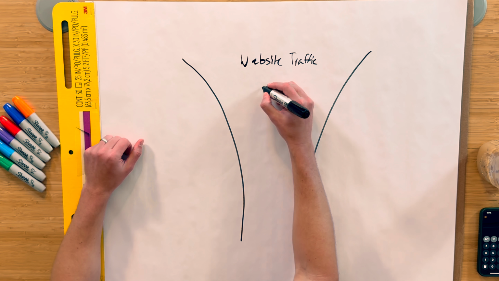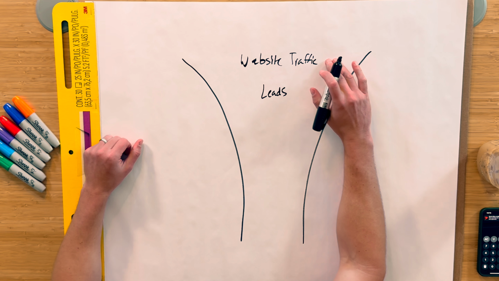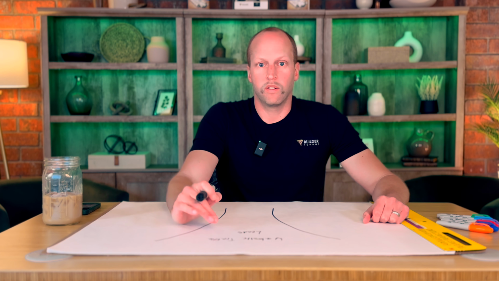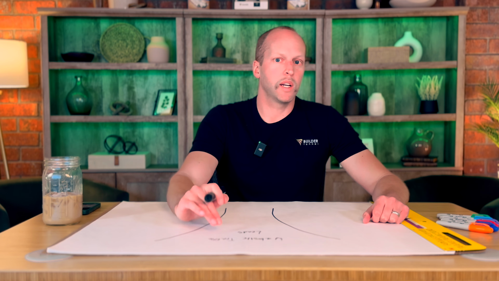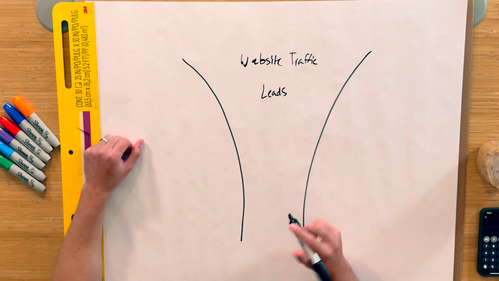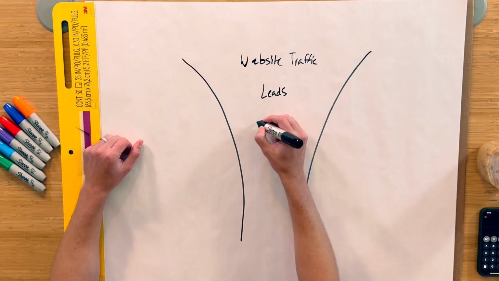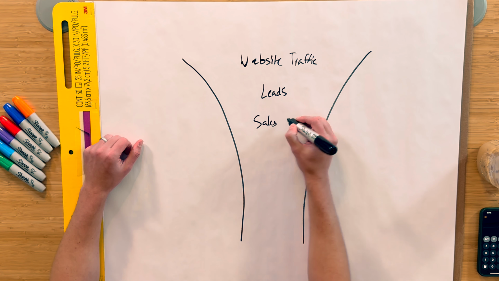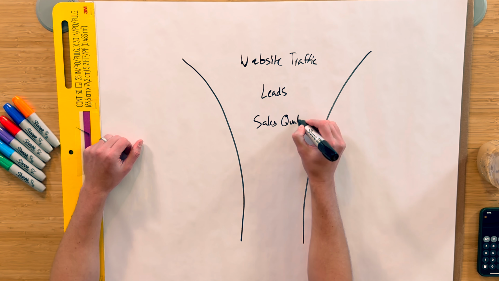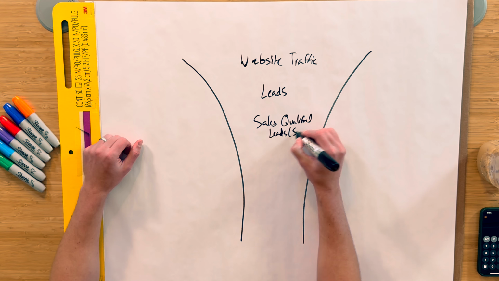And then next we have leads. Once people arrive at your website, we can't really do anything unless they fill out some type of form or engage with us or interact with us. And so we need to capture some information. So we move to leads, and then we move to sales qualified leads, or SQLs.